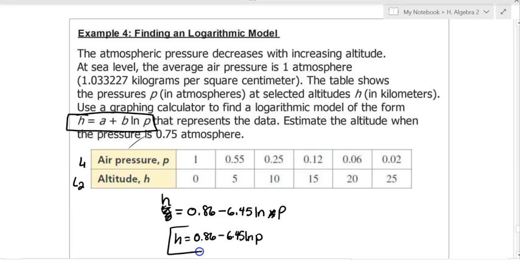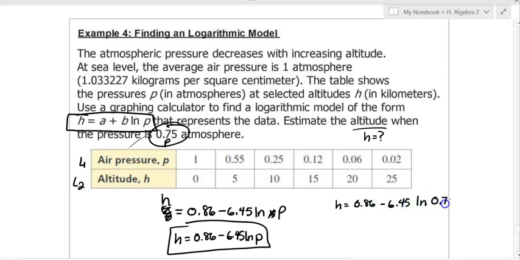And then it does also ask me to estimate the altitude, so that's H, when the pressure is 0.75. So I can just go in using my calculator and I can plug in 0.75 to this equation. And if I just go ahead and type this in my calculator, I get 2.7 kilometers. And so just using your equation to type it in.